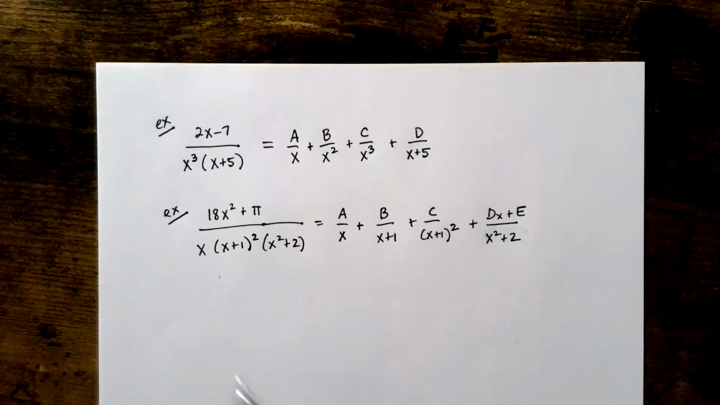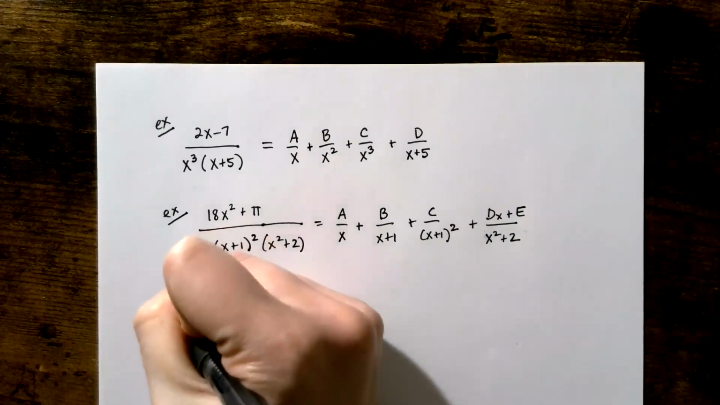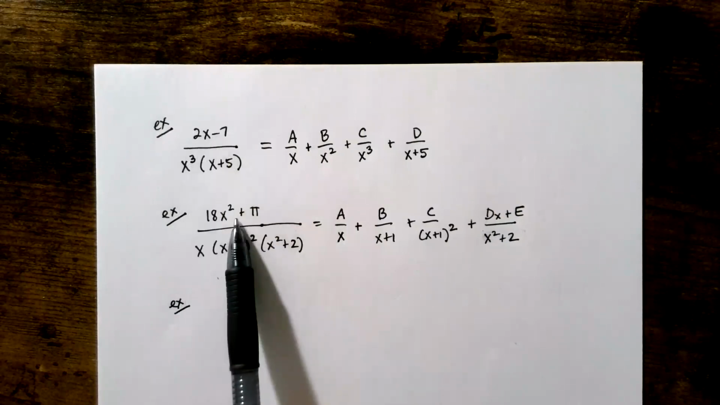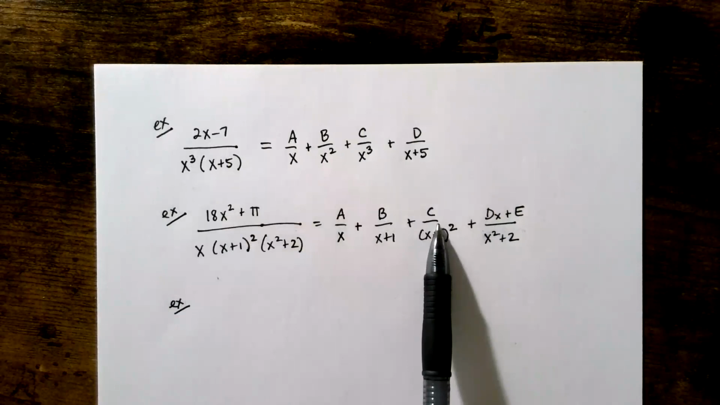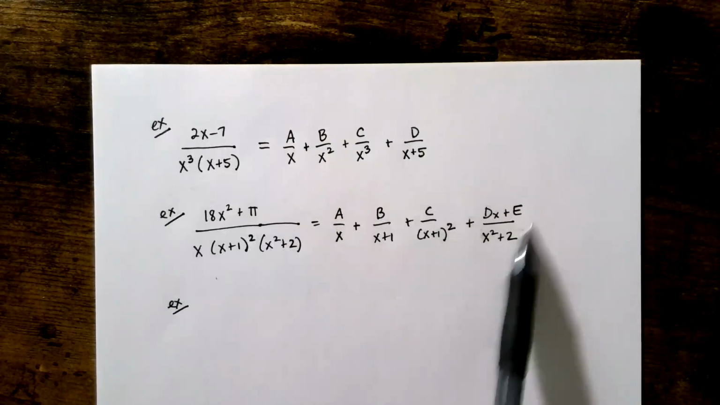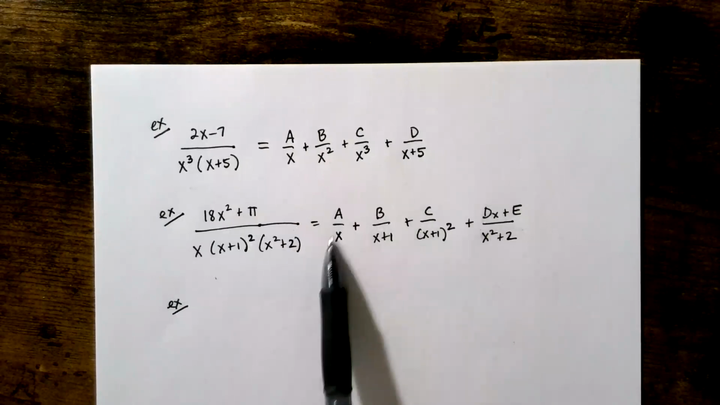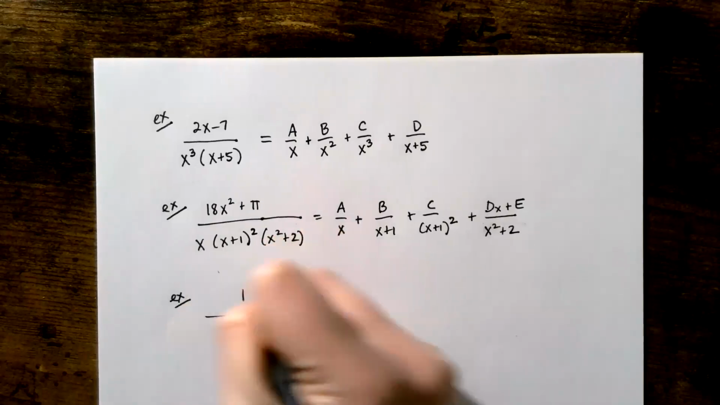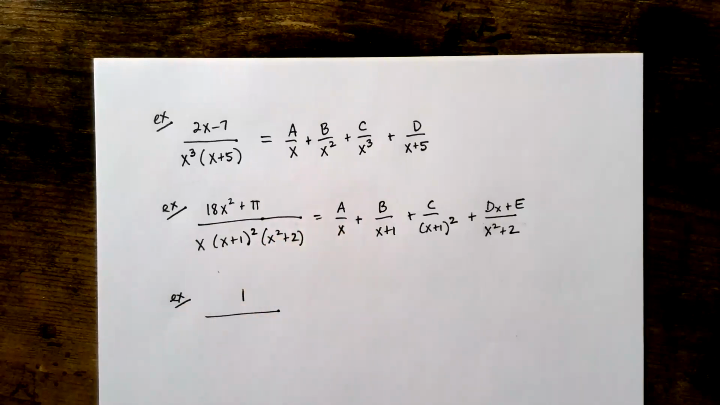Okay, let's see one more with an irreducible quadratic. I also want to point out these numerators here, especially the one with the pi, they have nothing to do with this step at all. So this 18x squared plus pi had no bearing on our decisions here. It would just be part of the solving later on. It's all about the denominator for this step. All right, the last one, I'll just put a 1 on top since it doesn't matter.